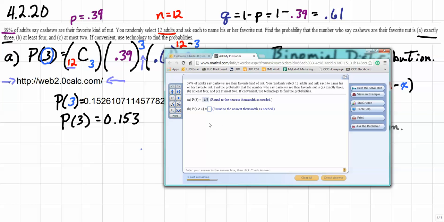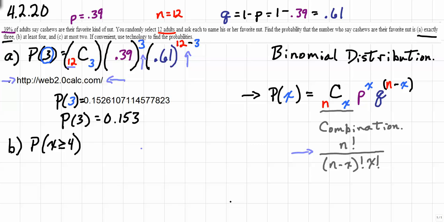Now for the next part, which is P of X is greater than or equal to 4, that means that we're going to have to do a number of different calculations and then add them together. We're looking to find the probability that 4 people, 5 people, 6 people, 7 people, 8 people, 9 people, 10 people, 11 people, or 12 people all said yes. That's an extremely lengthy calculation.